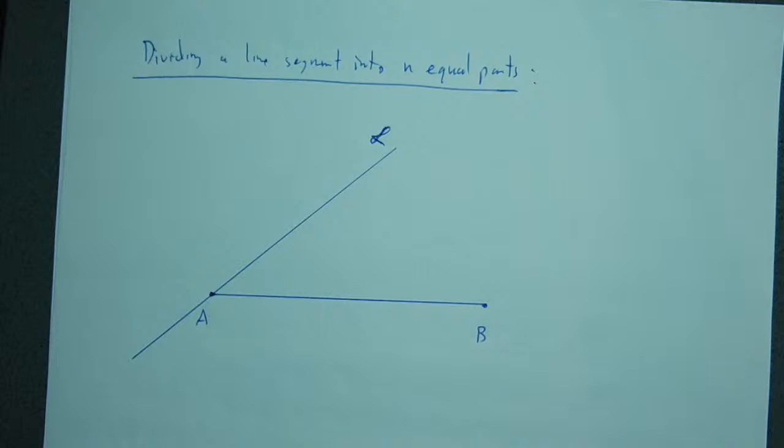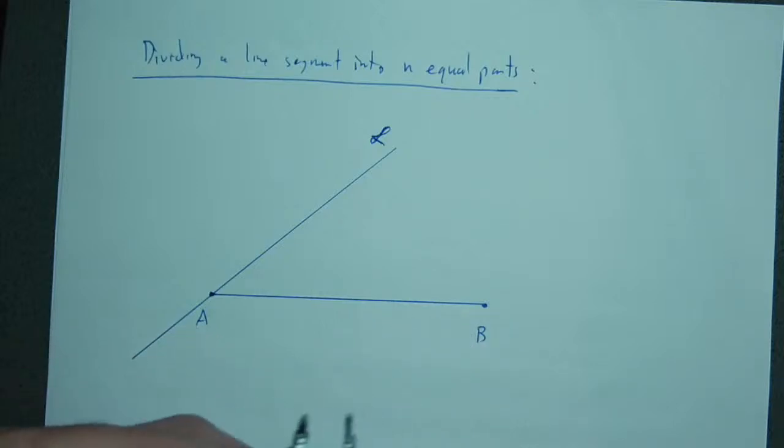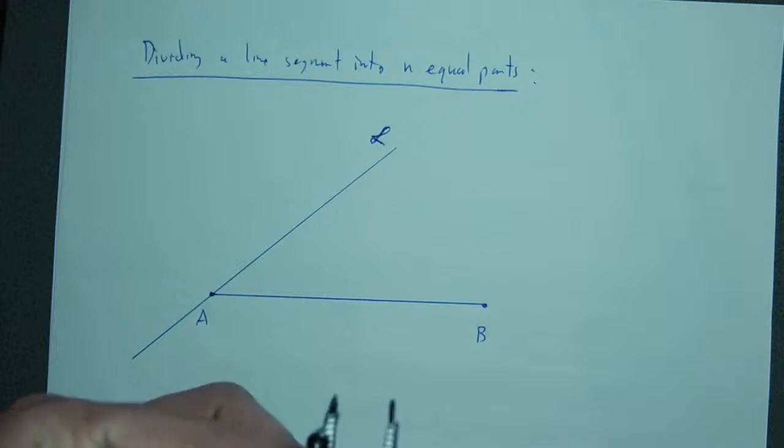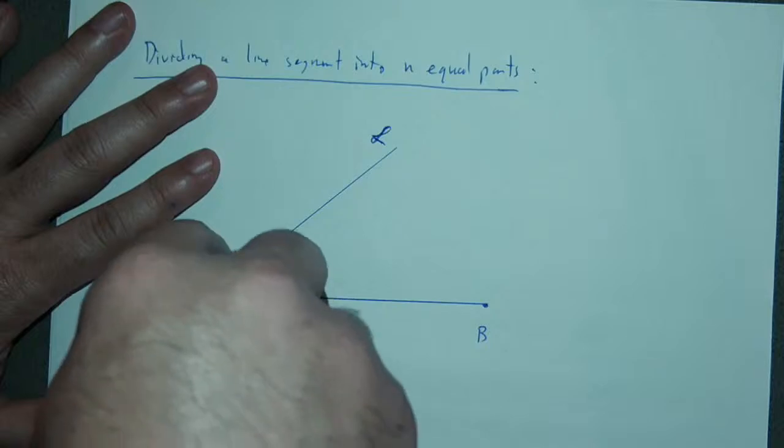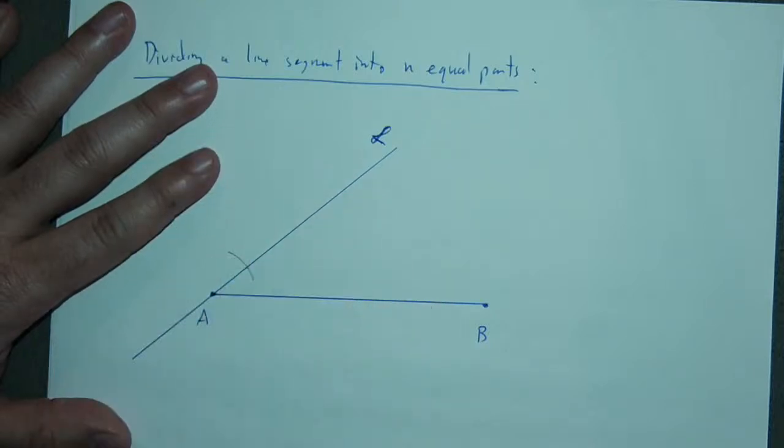So how do I divide a line segment into n equal parts? The idea is I first take compass and I open it to whatever radius I want. Okay, so I open it to some radius. That looks okay. Here, let's make it a little bigger. There we go. All right, and then centered at A, I mark off points along L.